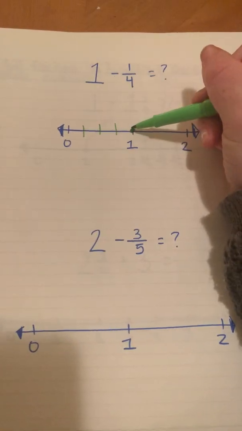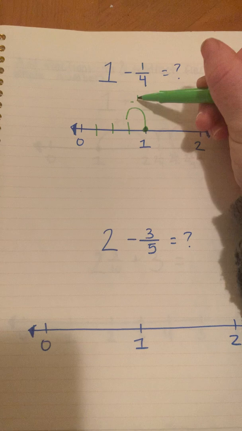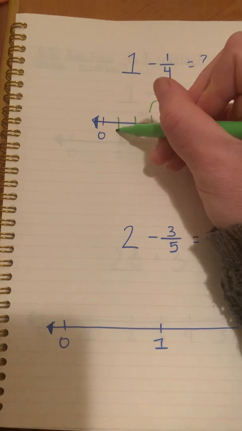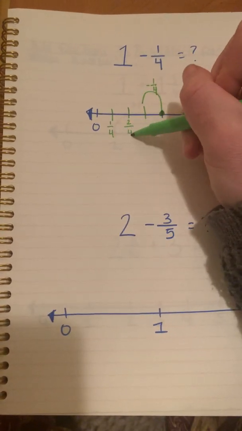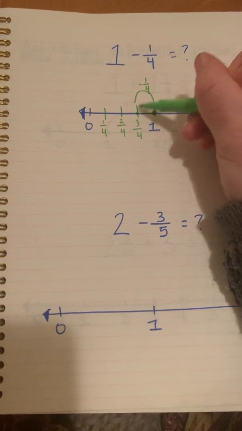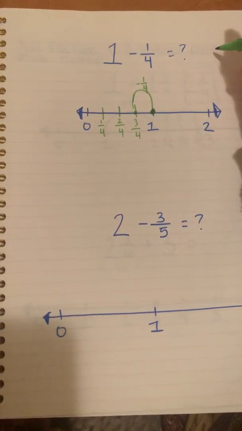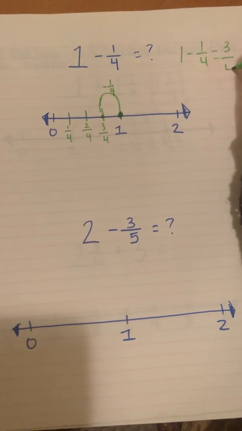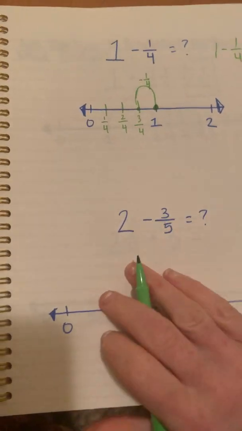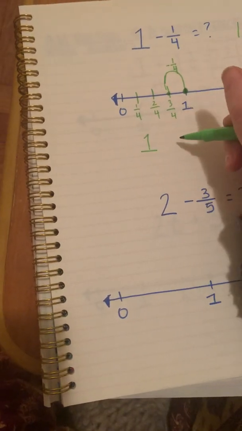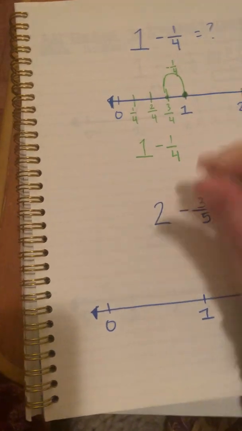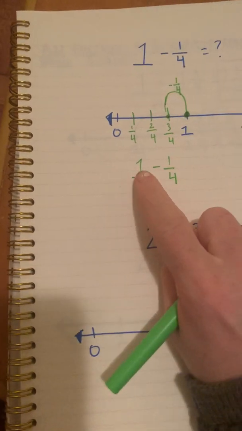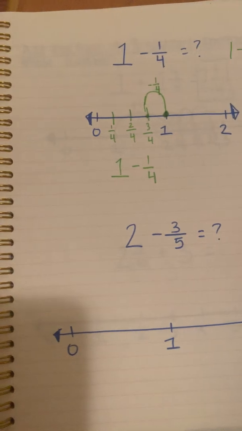So I'm going to make a backwards jump of 1/4, and then I'm going to label these tick marks. So since it's between 0 and 1, this would be 1/4, 2/4, or 1/2, 3/4. So I landed on 3/4. But here's what I'm also going to do. Using the strategy of equivalency, I know that 1 whole, if I'm thinking about fourths and I want to take fourths, I can rewrite 1 whole as 4/4. And I think that's going to help me a lot.